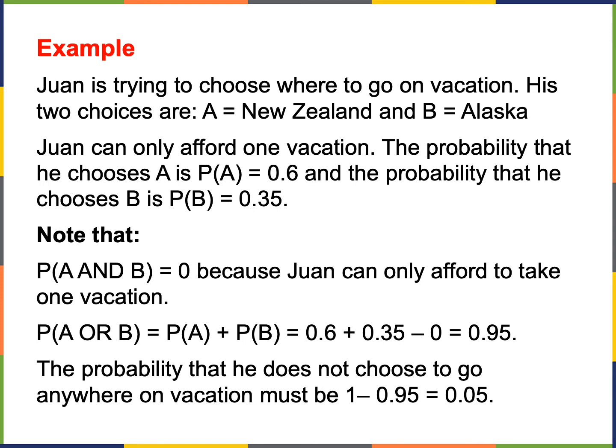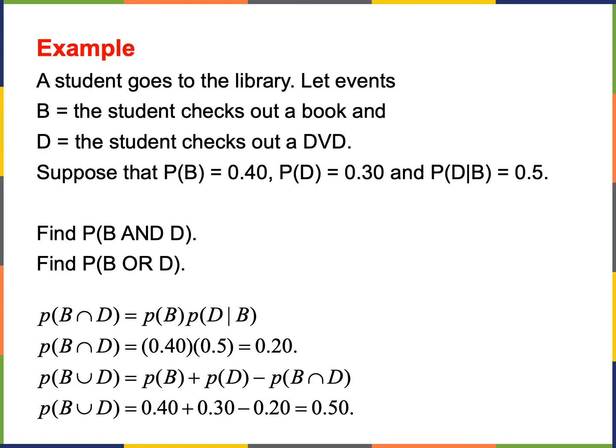So what's the probability of A or B, the union? It's the probability of A, which is 0.6, plus the probability of choosing B, which is 0.35, minus the intersection, so that's 0.95. But that's not exactly 1. What's left over? The probability that he doesn't go on vacation at all must be 1 minus 0.95, which is 5%.